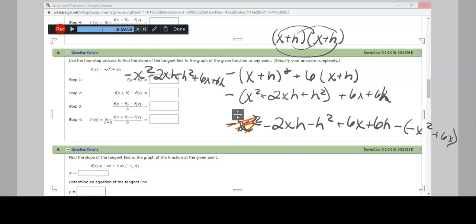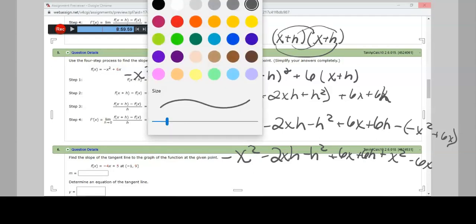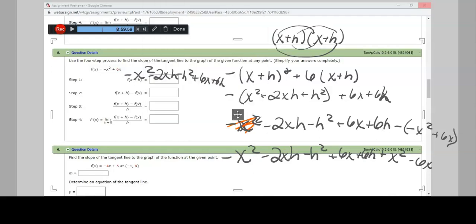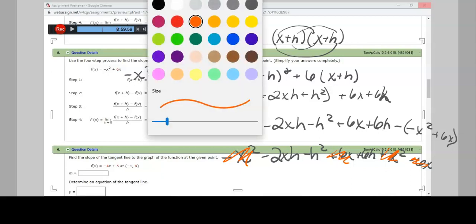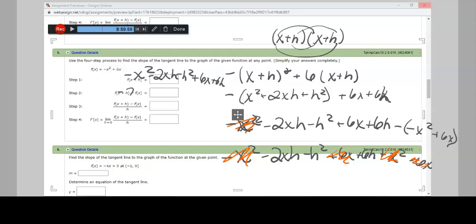Okay, so this is where I start combining like terms. So at this point, I have a negative x squared minus a 2xh minus an h squared plus 6x plus 6h plus x squared, and then minus 6x. So what can I now reduce? That's what I was trying to do too early a while ago. All right, so I've got a plus x squared and negative x squared. I've got a minus 6x and a positive 6x. So what I'm left with is a negative 2xh and a negative h squared and a positive 6h and everything else reduced out.